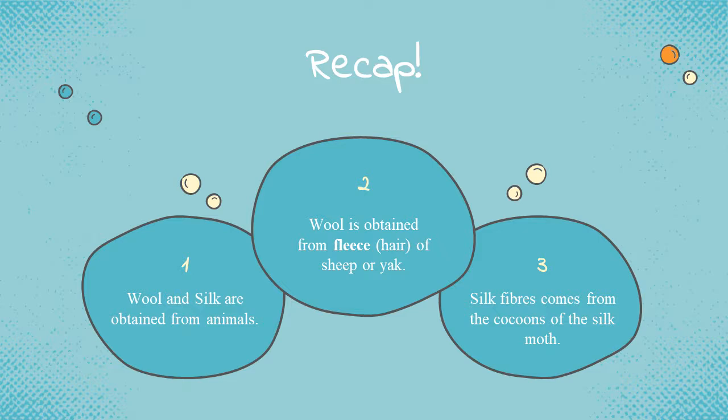For a quick recap, before we get into the presentation, we know that wool and silk are obtained from animals. Wool is obtained from fleece, that is the hair of sheep or yak. Silk fibers come from the cocoons of the silk moth.